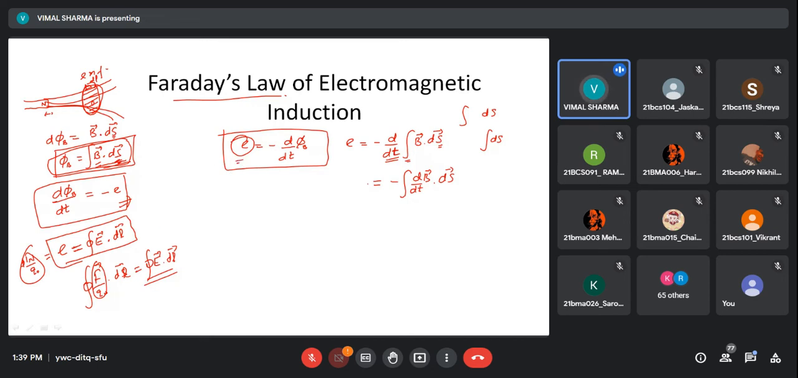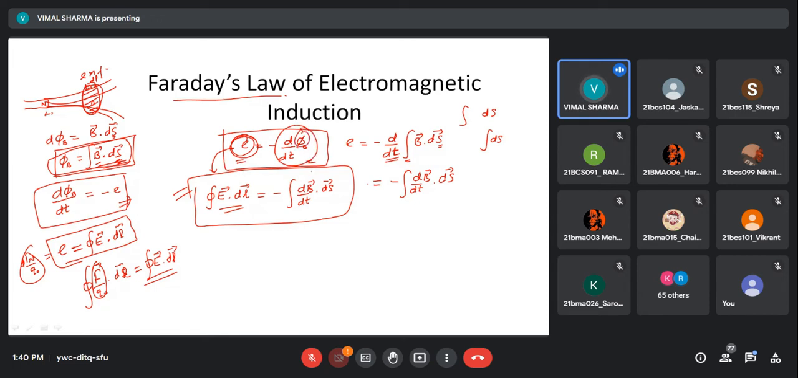So let me write both sides in integral form. I can write that EMF, which is the closed line integral of electric field E, is equal to negative of the surface integral of d by dt of B dot ds. This is Faraday's law, in this form. This is the integral form of E, and this is the integral form of phi. This is Faraday's law.